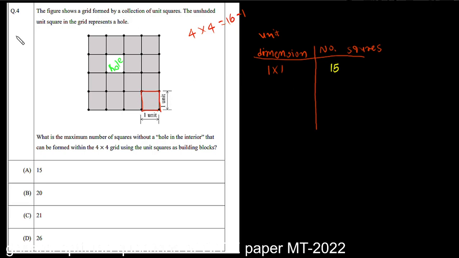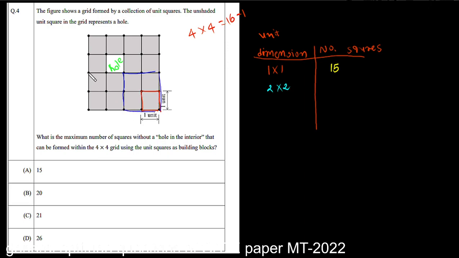So now let's move to the higher dimension. Our next dimension is nothing but 2 cross 2. That means 2 units in the horizontal direction and 2 units in the vertical direction. So now we can see here we can make it in this way. So now here it will represent our first square.